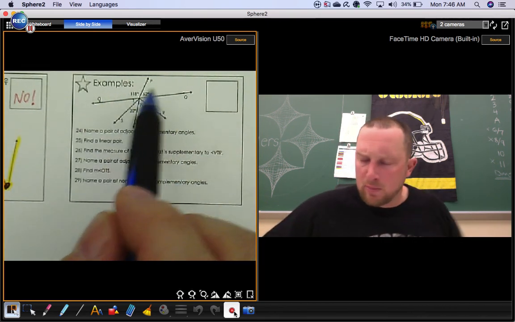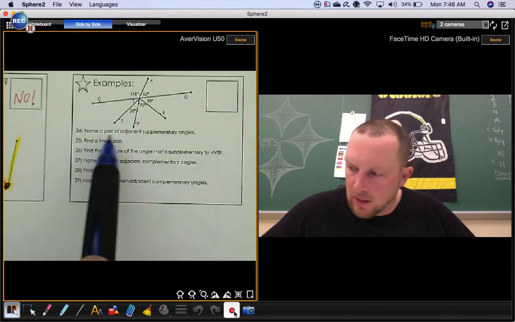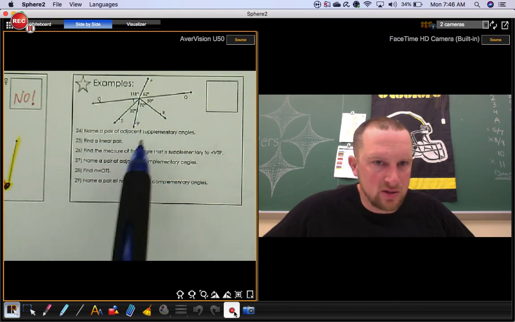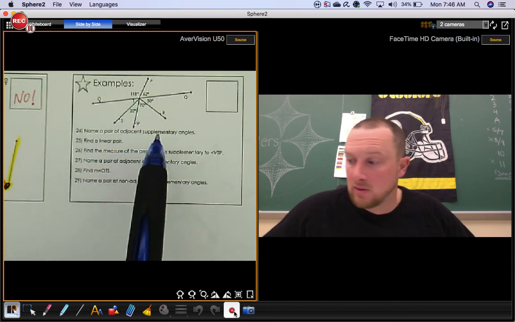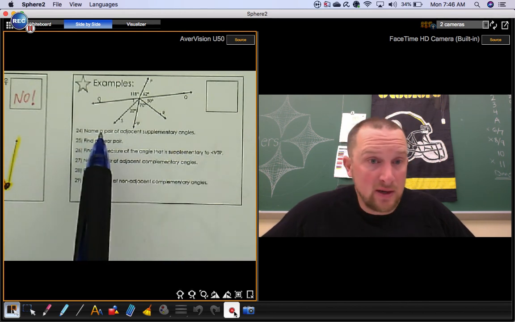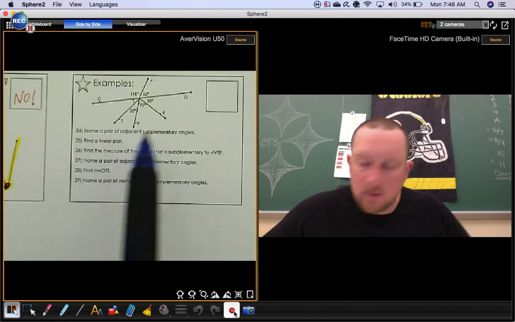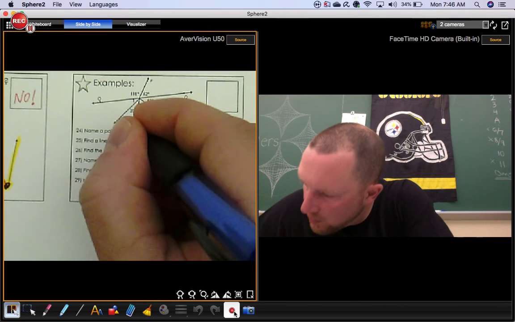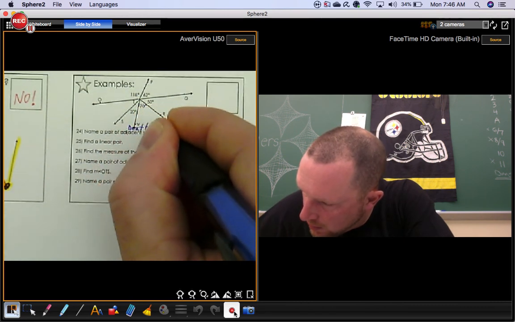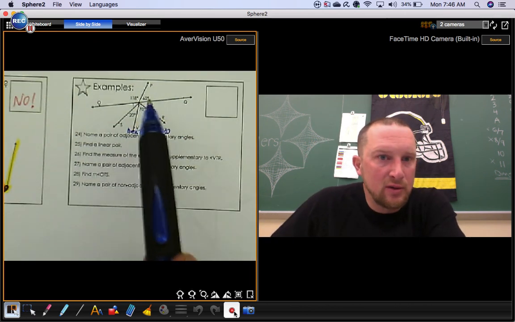Next example, you have a big, huge picture with a bunch of angle measures. Then they give you words. This is not a good combination. Big, cluttered picture. Math words. Take your time. Make sure you know what they're asking you. Make sure you read. Name a pair of adjacent supplementary angles. Adjacent means next to. Supplementary means 180. Do you see two angle measures that are next to each other that add up to 180?